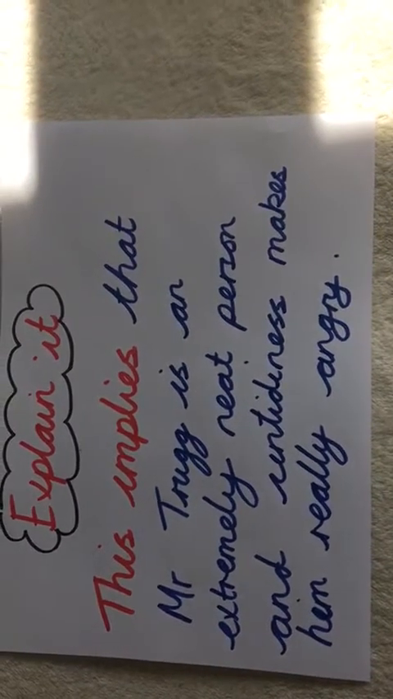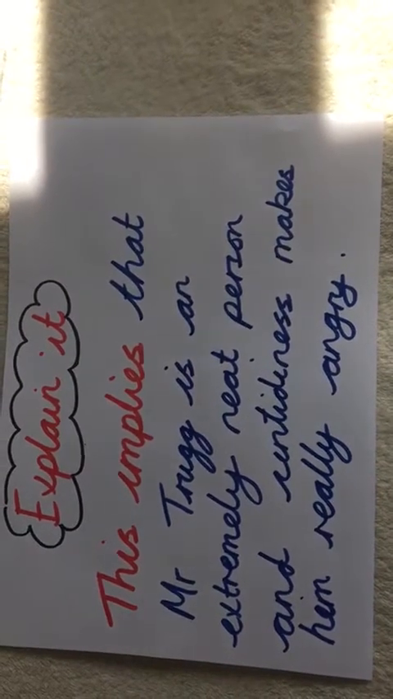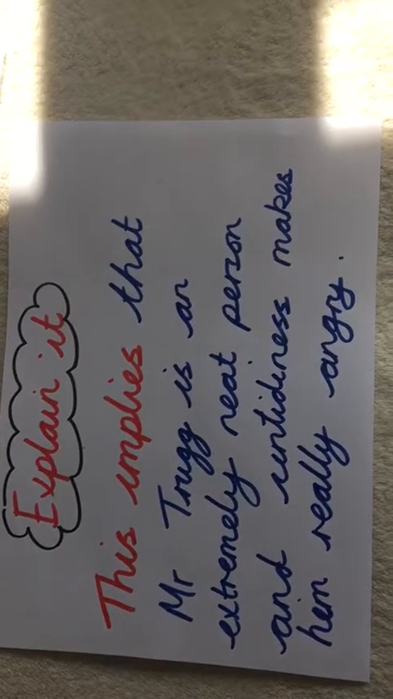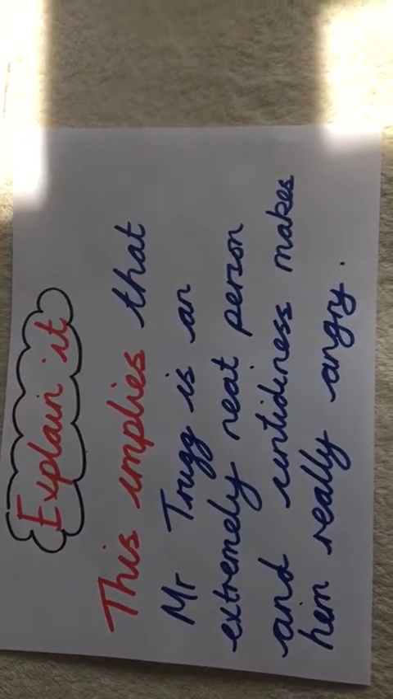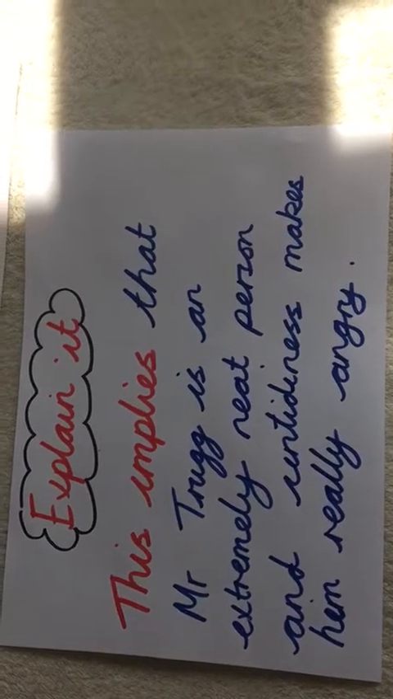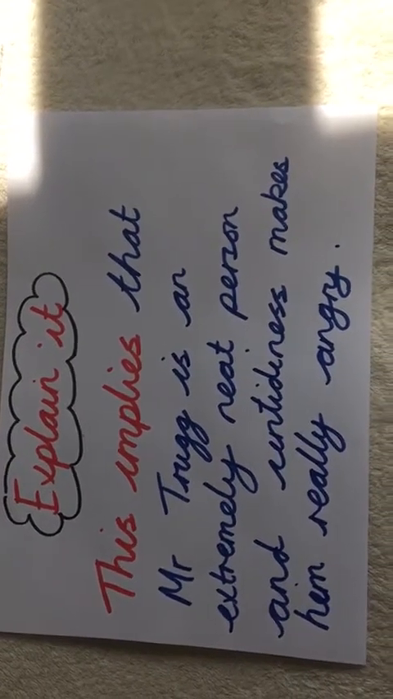Also, we can use evidence from the other chapters to help us in our answer. Do you remember when he cut the grass with a pair of scissors? That gives us more evidence about the character of Mr. Trugg.